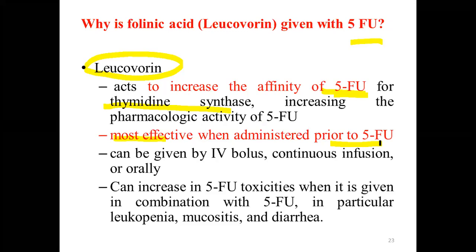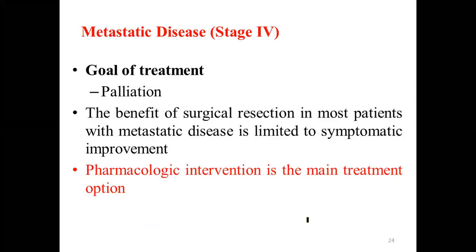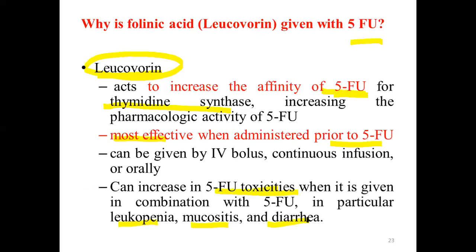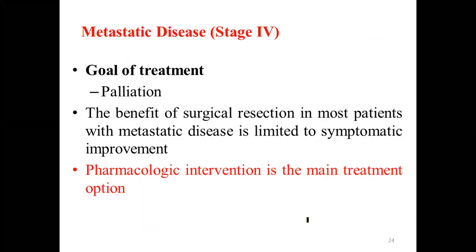The major issue is that the moment you combine with leucovorin, you increase the toxicity of 5-FU because the pharmacological activity is enhanced. Specifically leukopenia, mucositis, and diarrhea can be enhanced, but it is very effective in terms of tumor control. So this is the adjuvant medication we use as FOLFOX in the majority of colorectal cancer. You do surgery first, then for stage 3, you normally consider adjuvant chemotherapy, FOLFOX4 or FOLFOX6.